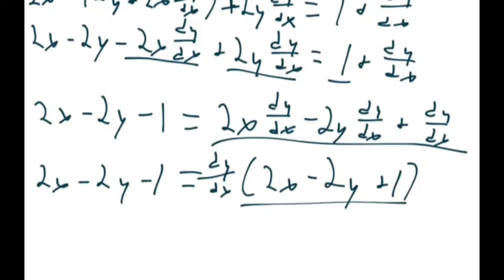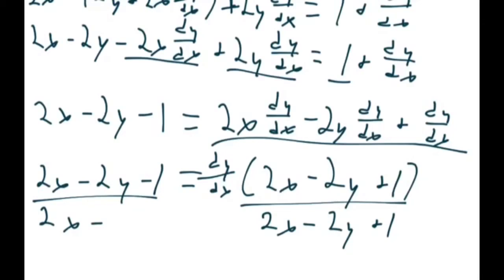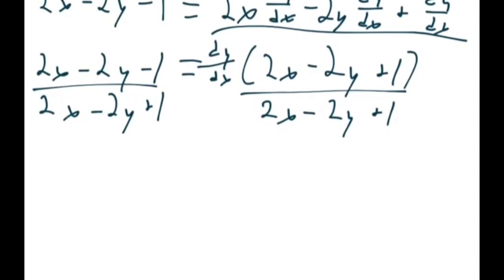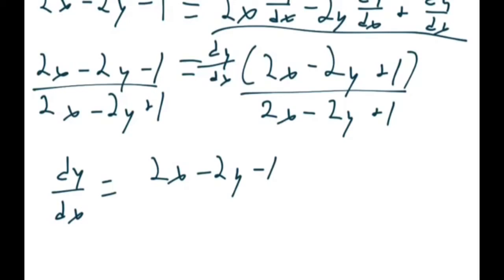And then we're going to divide this over to get dy over dx alone. So it's going to be 2x minus 2y plus 1. Divide both sides by that. And so our final answer for dy over dx is going to be 2x minus 2y minus 1 over 2x minus 2y plus 1.